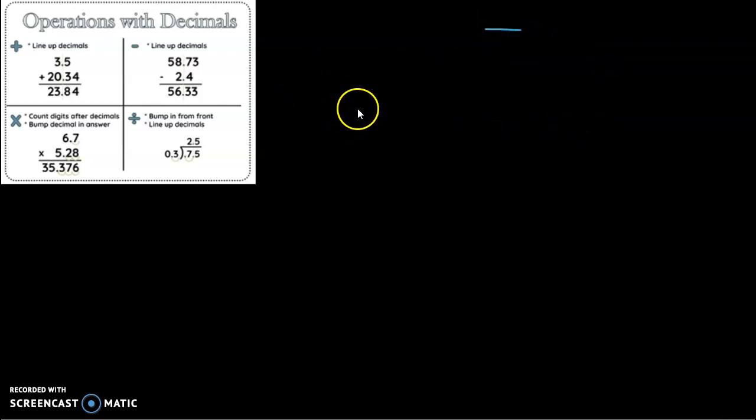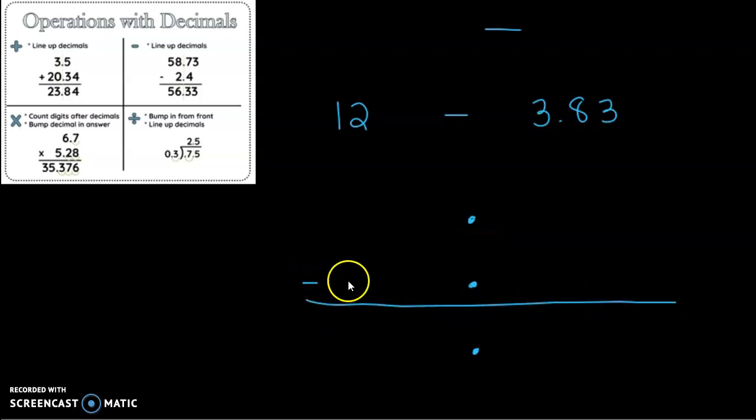So let's do a subtraction example. Let's do 12 minus 3.83. So it says for subtraction, line up your decimals. This needs to happen first. So let's line them up. Now, when you have subtraction, it does matter which one goes first. So we want to do 12. The whole number doesn't have a decimal, but it is assumed to be right behind it. So 12 goes there. And then we have 3.83.